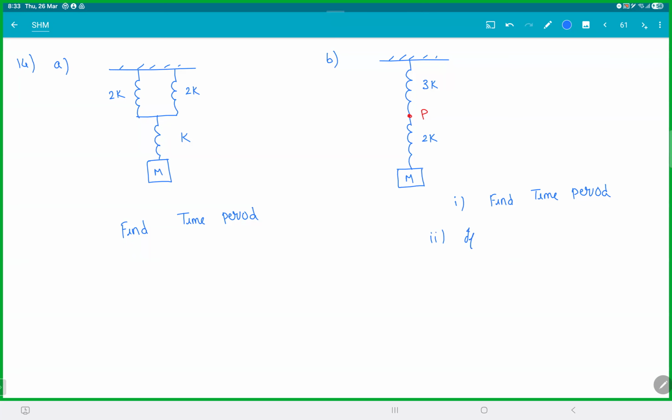If the amplitude of the block is A, then find the amplitude of point P. So if this block is going up and down with an amplitude of A, again, remember the meaning of amplitude: the maximum distance from the mean position. So P is the point of intersection between the two strings.